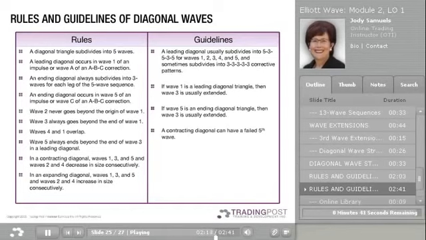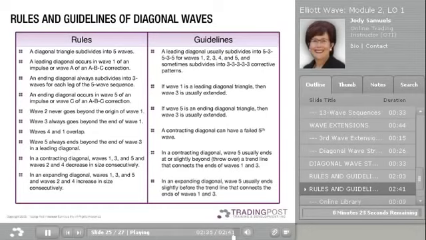5. In a contracting diagonal, wave 5 usually ends at or slightly beyond, a throw over, a trend line that connects the ends of waves 1 and 3. And 6. In an expanding diagonal, wave 5 usually ends slightly before the trend line that connects the ends of waves 1 and 3.